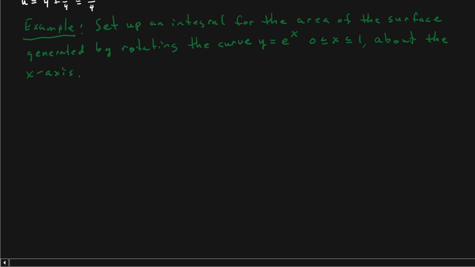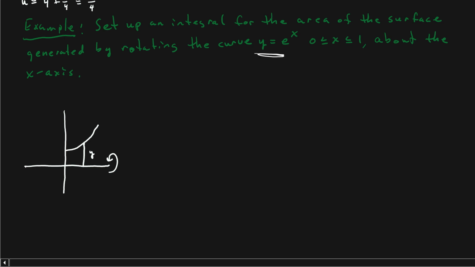All right, so let's look at this one. It says set up an integral for the area of the surface generated by rotating the curve y equals e to the x from 0 to 1 about the x-axis. All right, so e to the x, and that's 0 to 1, so that's going to look something like that. We're rotating about the x-axis. So here we have a radius of y.